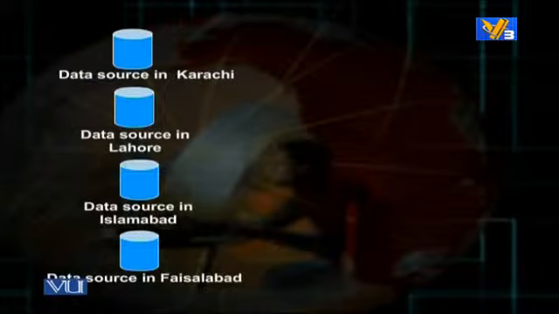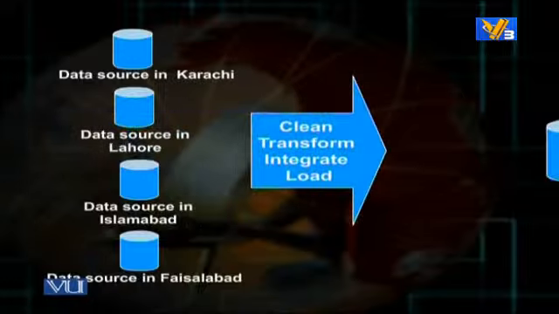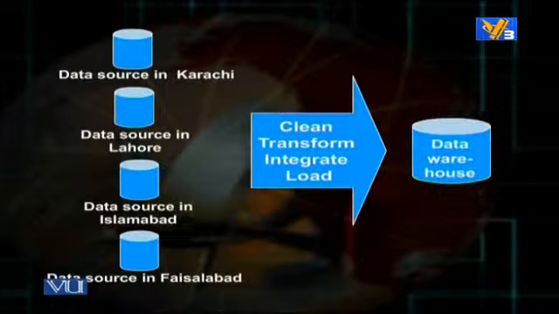So there is a data source in Karachi for that matter, then a data source in Lahore, a data source in Islamabad, and a data source in Faisalabad. The company, at these different locations, gets the data input provided by the customers and records this data in the databases. Then this data is cleaned, transformed, integrated, and loaded to the data warehouses.